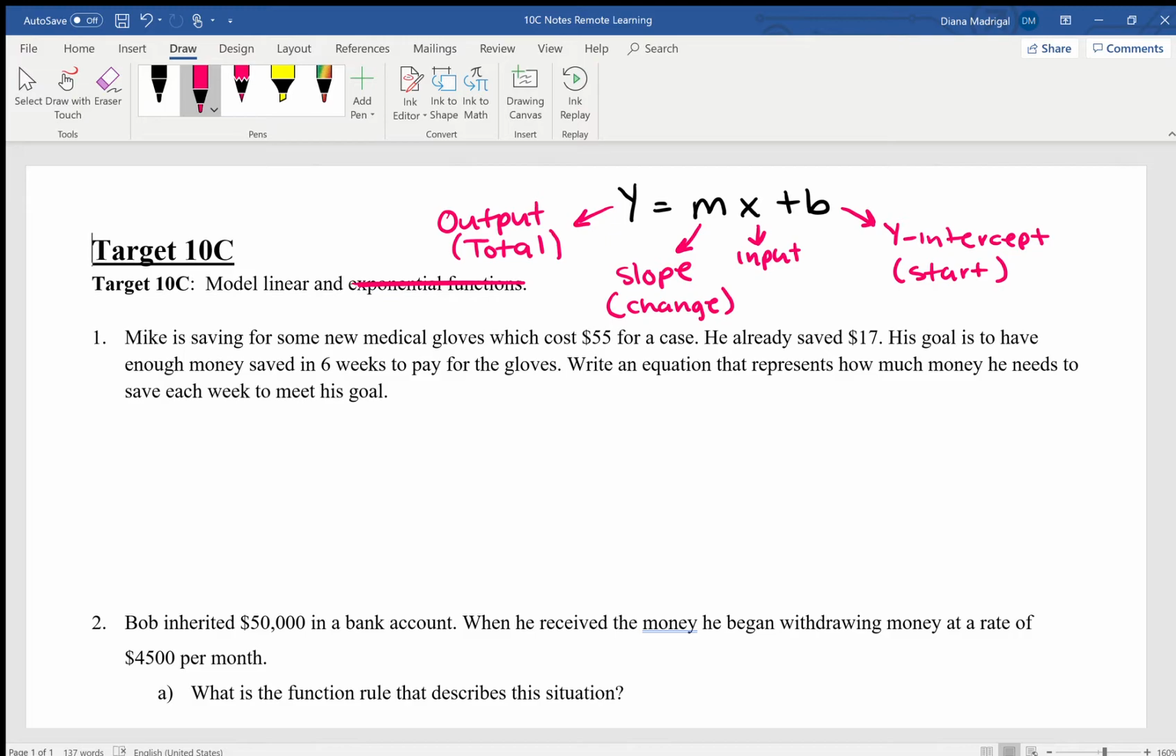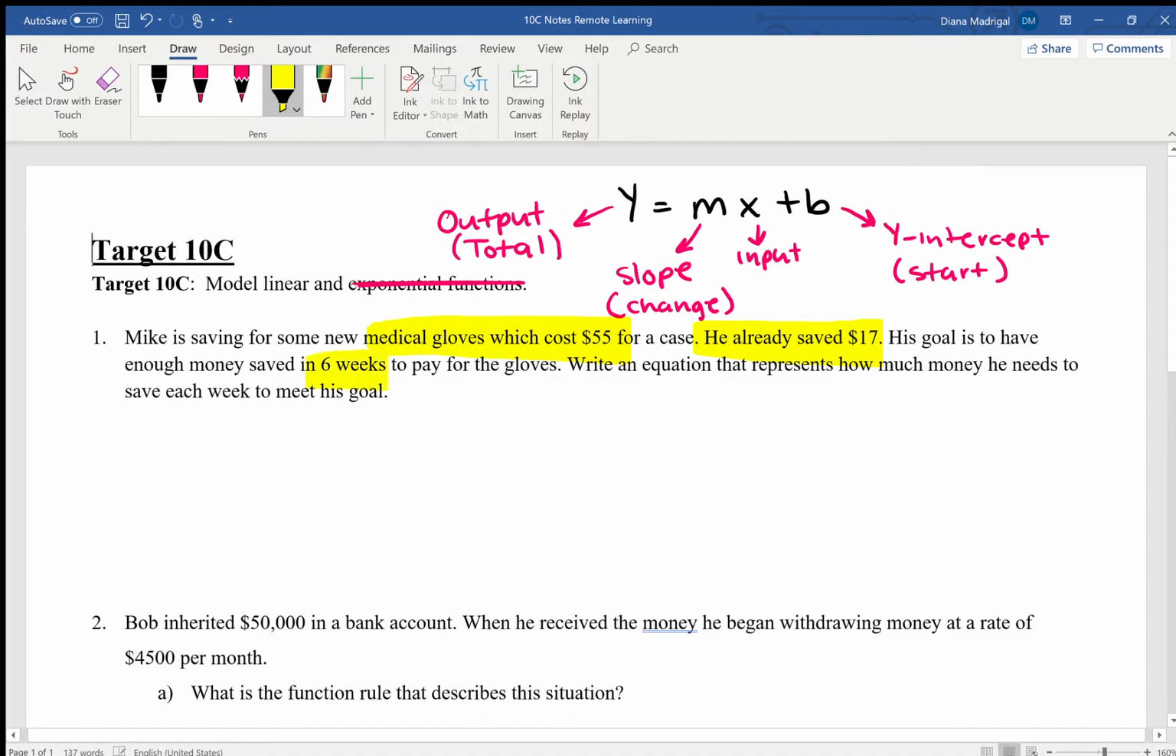Let's read question number 1. It says, Mike is saving for some new medical gloves, which cost $55 for a case. He already saved $17. His goal is to have enough money saved in 6 weeks to pay for the gloves. Write an equation that represents how much money he needs to save each week to meet his goal.